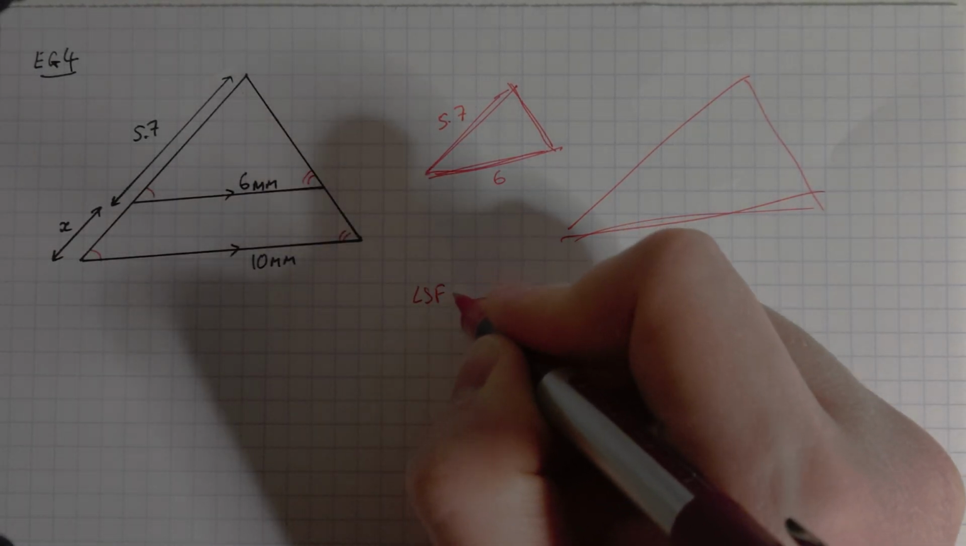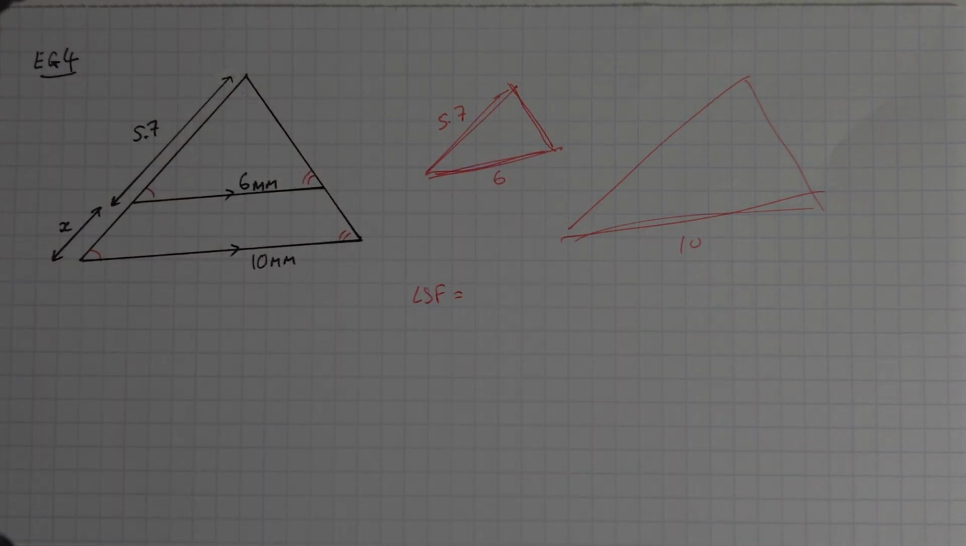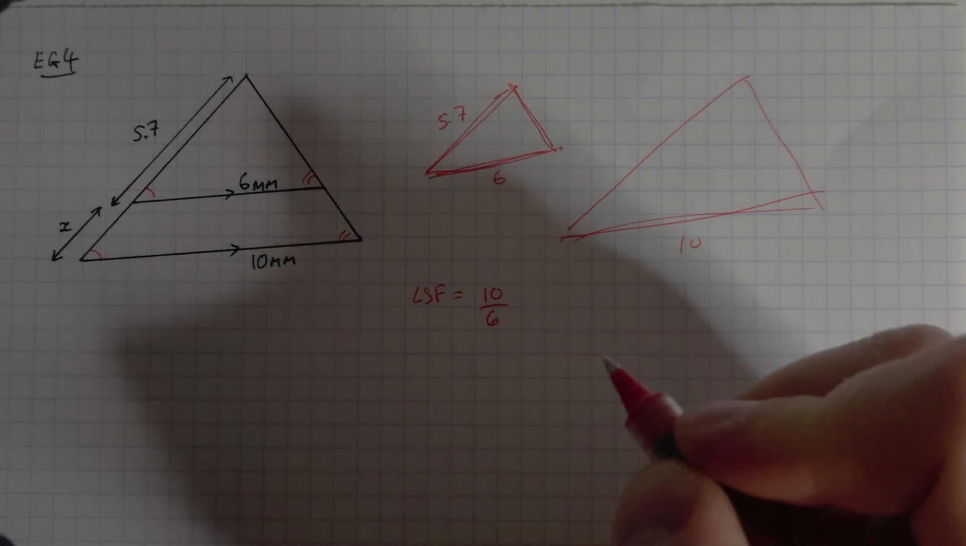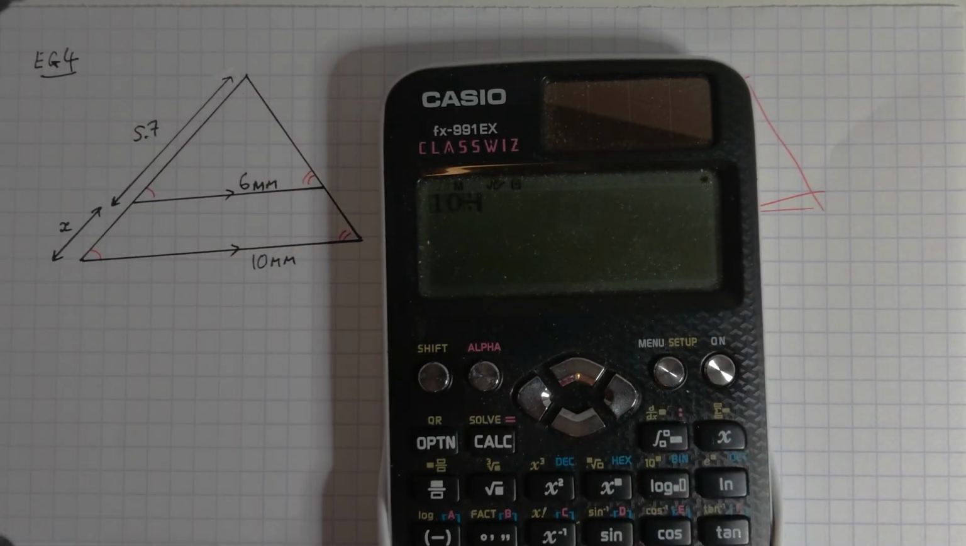I can still do that, because I've got corresponding sides. The 10 and the 6 are corresponding sides. So 10 divided by 6. Now this time something interesting happens. If you do 10 divided by 6 on your calculator, it comes up with 5/3.